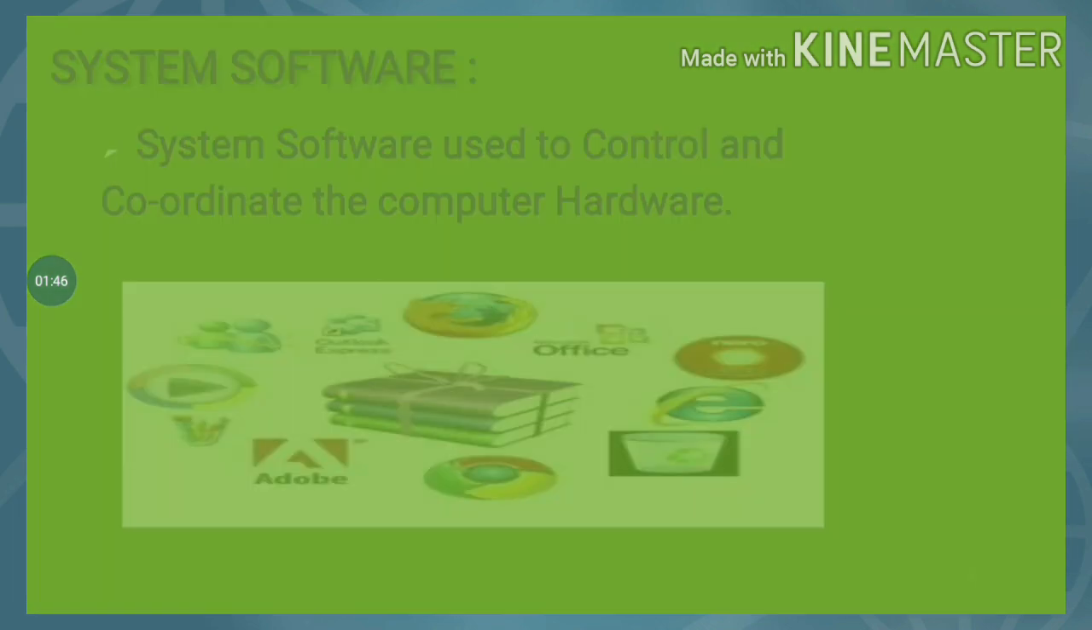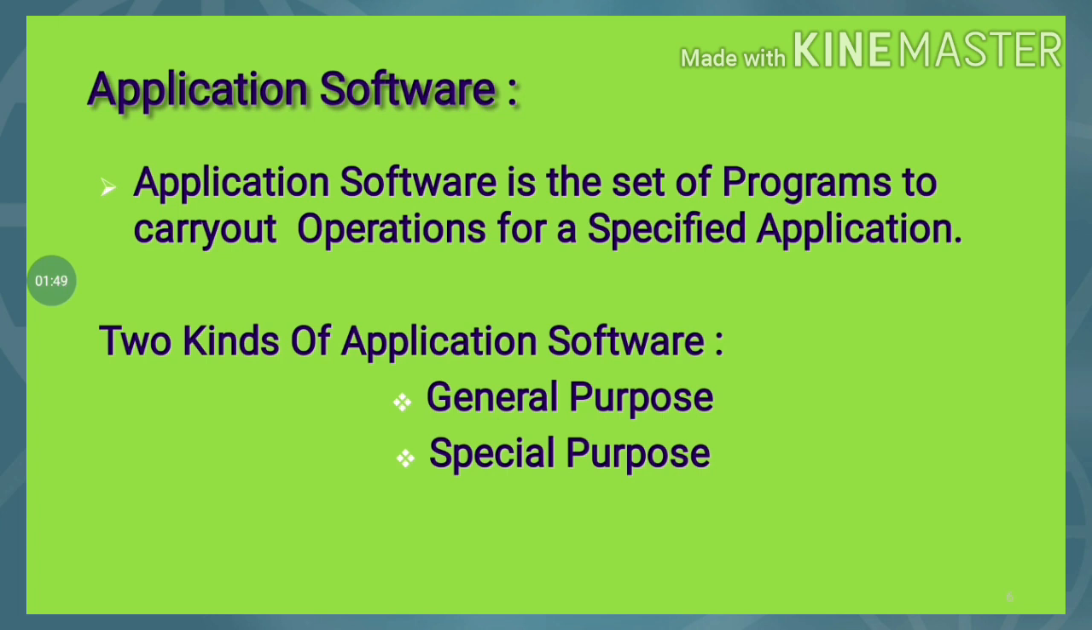What is application software? Application software is a set of programs to carry out operations for a specified application, like addition, subtraction. For that addition, we have to write the specified set of programs. We have two kinds of application software. One is for general purpose, another one is for special purpose.